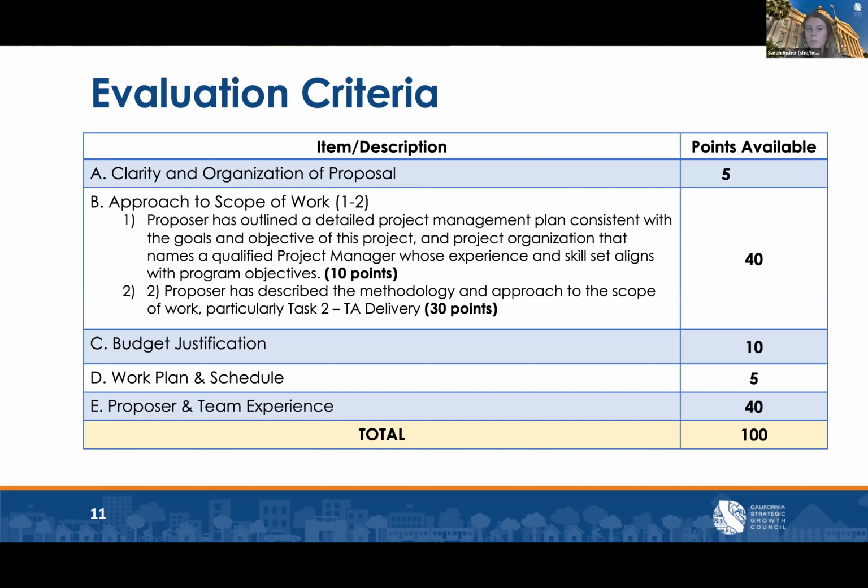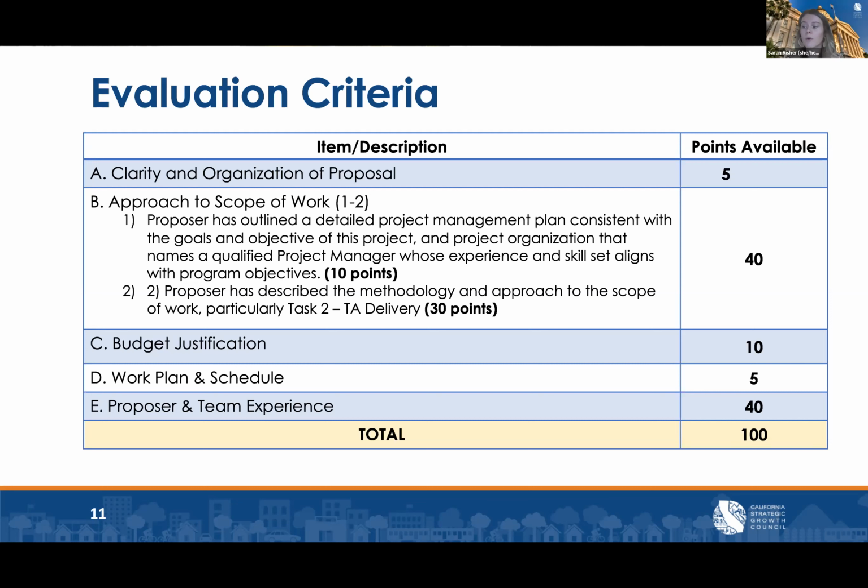Okay, and so here we have our evaluation criteria, which is also included on page 18 of the RFP. We are scoring for clarity and organization of the proposal, the approach to the scope of work, budget justification, the work plan and schedule, and the proposer team and experience. As you can see here, we do place a lot of emphasis on the approach to the scope of work and the proposer and team experience. Both have 40 points available.